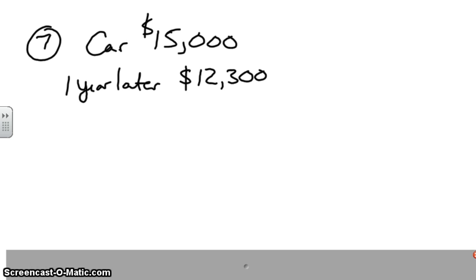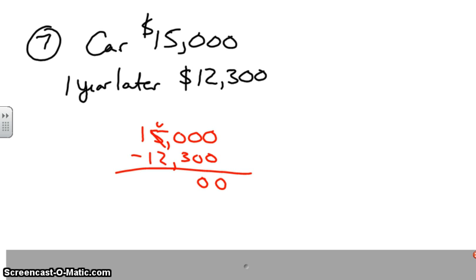2,700. Okay. And so how did you do that? You line up 15,000, and then minus 12,300, and then you borrow. Okay, so she's borrowing, and 7 and 2. So that's how she got it, 2,700.